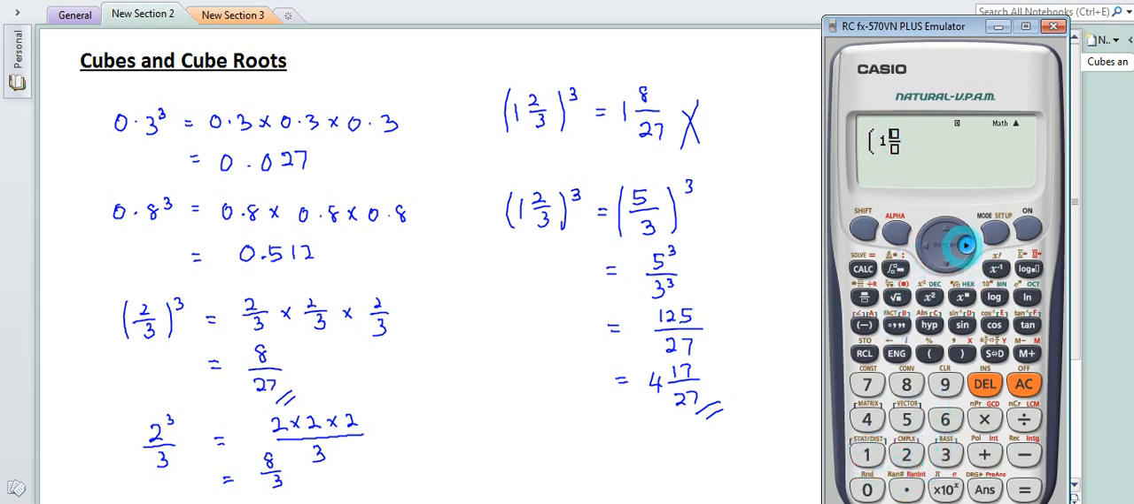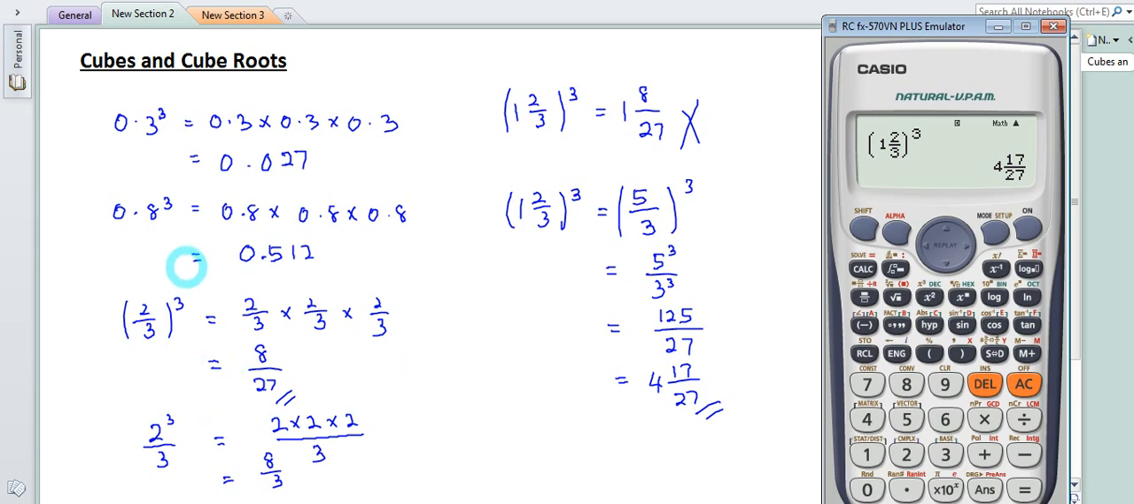You press 1, and this is 2, this is 3. Then raise to the power of 3. You will see here, right? Now you have already keyed in 1 and 2 over 3 to the power of 3. You just press equal. You will get this improper fraction. If you want to change to a mixed number, you just press this one. Then you will get 4 and 17 over 27. So this is how we use the calculator to help us to get the cube.